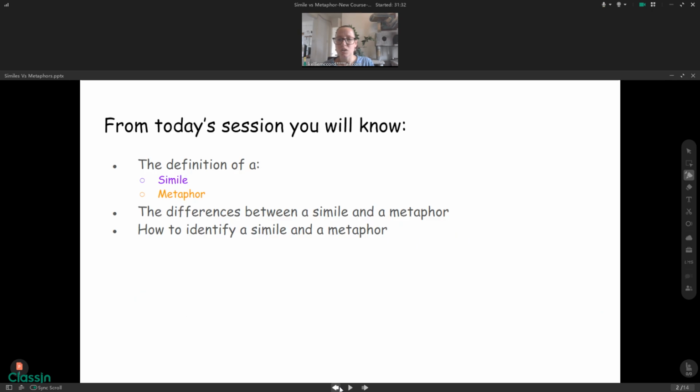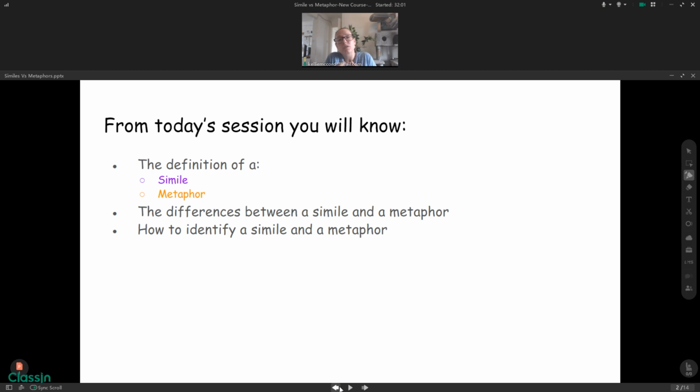So let's go back to the beginning then here. So from today's session, we have learned the definition of a simile and a metaphor. We know the differences now between a simile and a metaphor, and we know how to identify a simile and a metaphor by looking at those words is and as, and looking at whether they say for example, the school is a prison, or the school is like a prison, or the school is as restrictive as a prison. That's how it helps us to identify it.